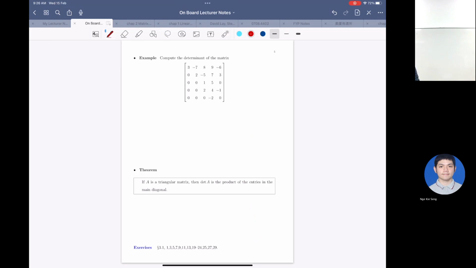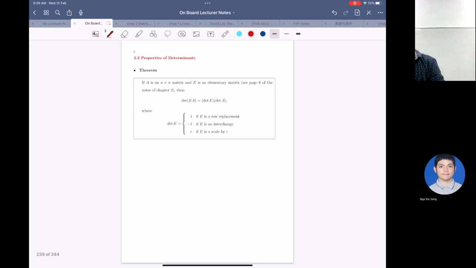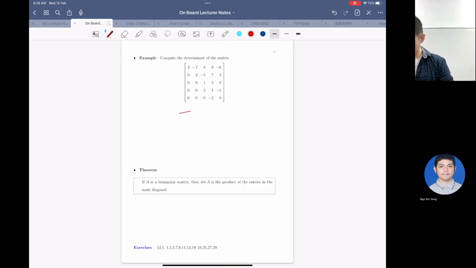Okay, so compute the determinant of the matrix. What's the time? 9:26. Let's see how many things I need to go through first. Okay, maybe just try at home, because I want to get to 3.2.